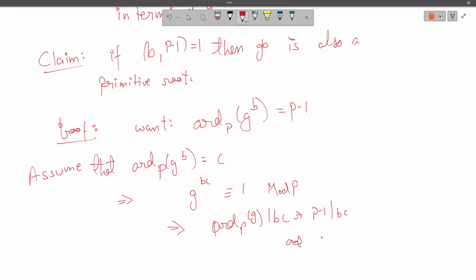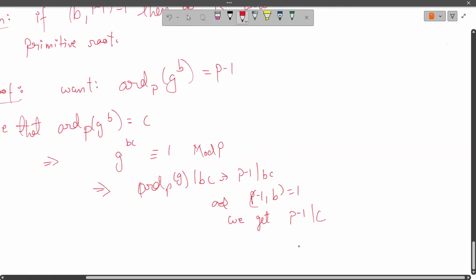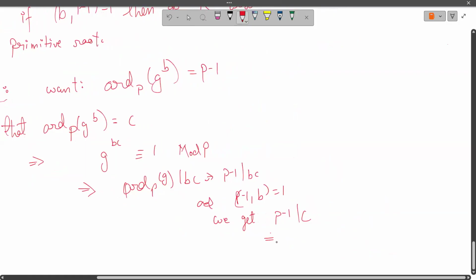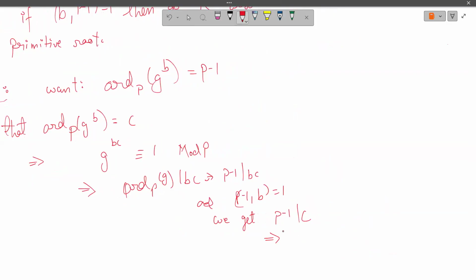As p minus 1 and b are co-prime, we get that p minus 1 divides c. But that's a contradiction. Okay, no, it's not a contradiction. We didn't start for a contradiction. I'm very sorry. This simply implies that the order of g raised to the power b modulo p is p minus 1, which is what we wanted. So we are done.